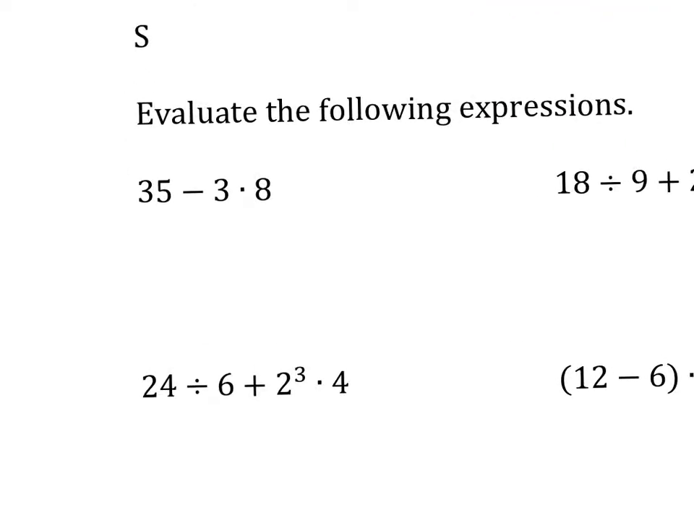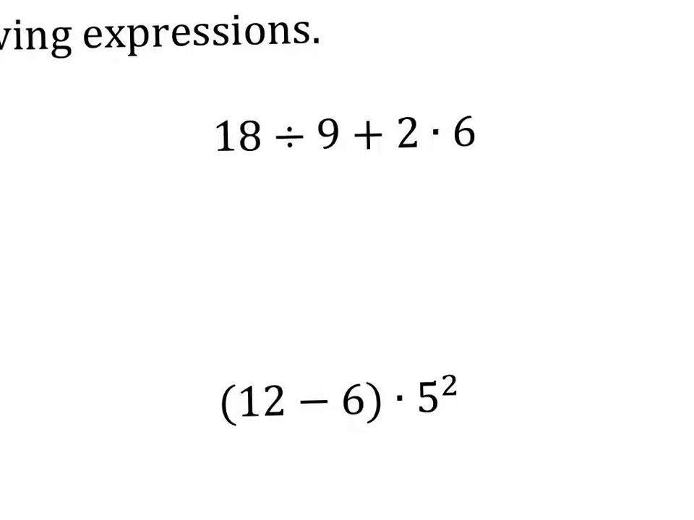If we have 35 minus 3 times 8, the first thing is we don't have any parentheses or grouping symbols or exponents. So we want to start with multiplication and division. We do have multiplication, so we start with 3 times 8, which gives us 24. And then we end up with 35 minus 24, which equals 11.